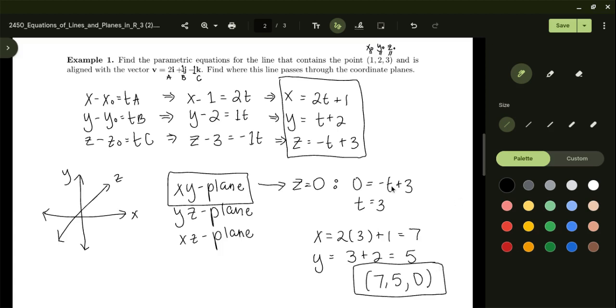And then you can do the same thing for the yz plane and the xz plane. So for the yz plane, we're going to set x equal to 0. And then for the xz plane, here we set y equals to 0. And then you can always check on the solution page. I have put the points of intersection for those two planes as well with our line.